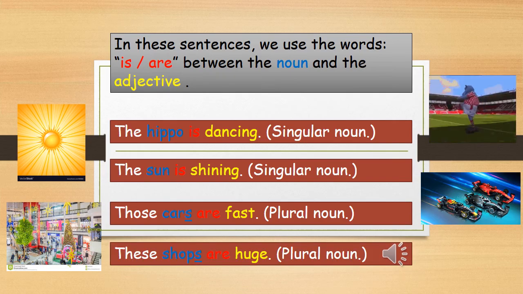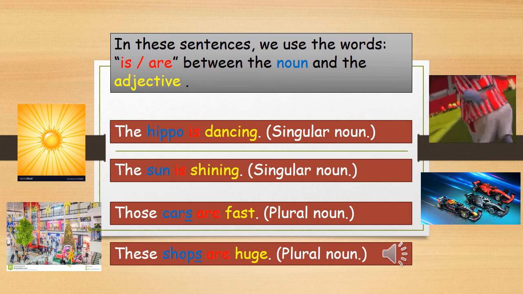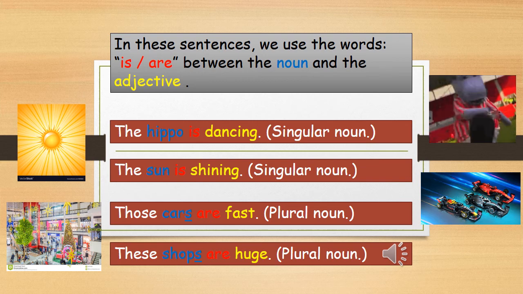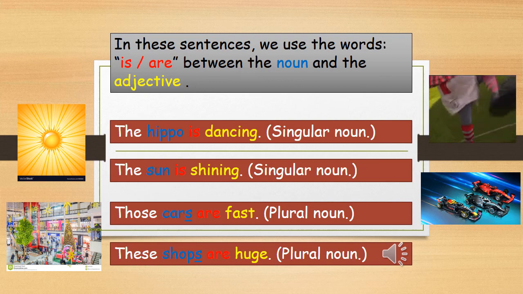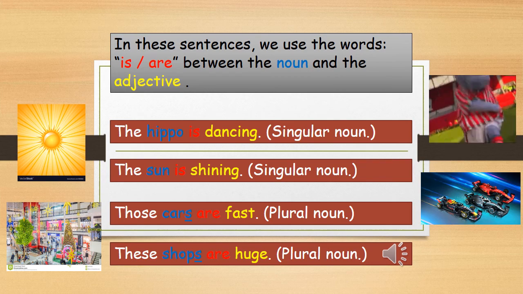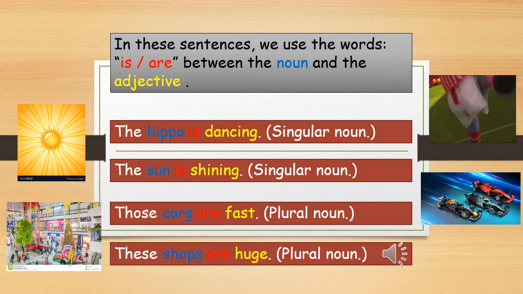One car will change if we use is or are, just like we practiced last week. And here we have a look at the last sentence. These shops are huge. Okay, so the plural noun is shops. One shop, many shops. These shops are huge. So make sure you look at the noun. If it's singular, we use is. If it's plural, we use are. And in this type of sentence, we put the noun first. The hippo, the sun, those cars, these shops. And of course, the adjective goes last.